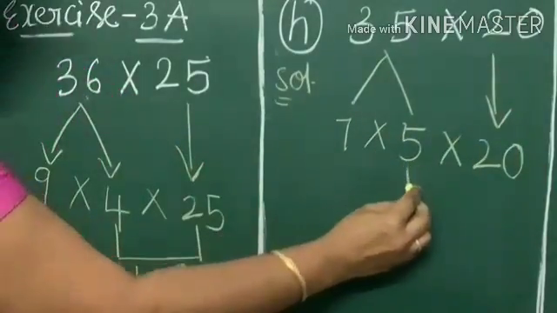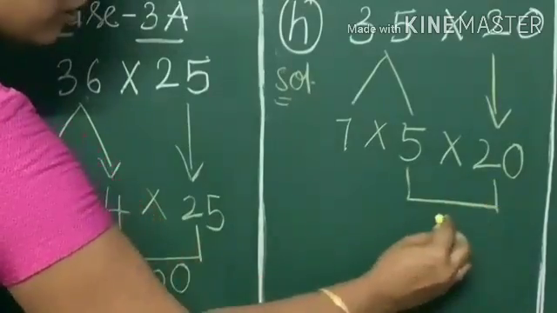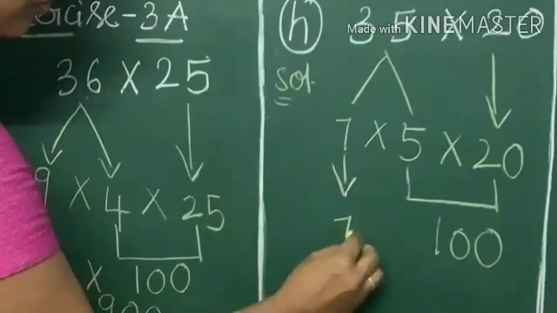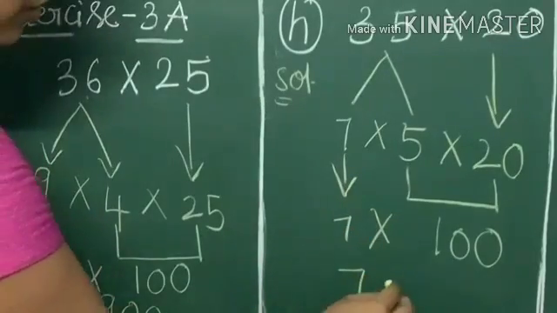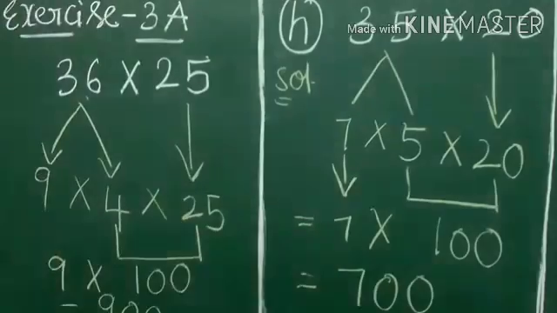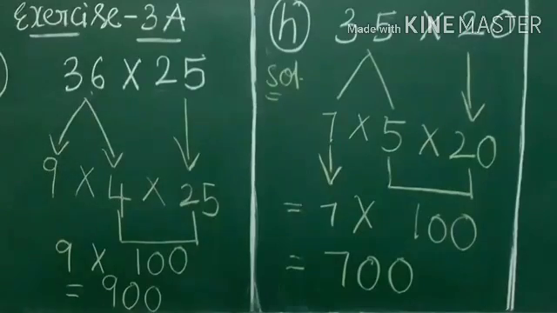So what is 25, sir? It is 100. To bring the 7 down, 7 into 100 equals 700. So this is the way you have to do it, children. Okay, now we will see a few problems related to the third strategy.